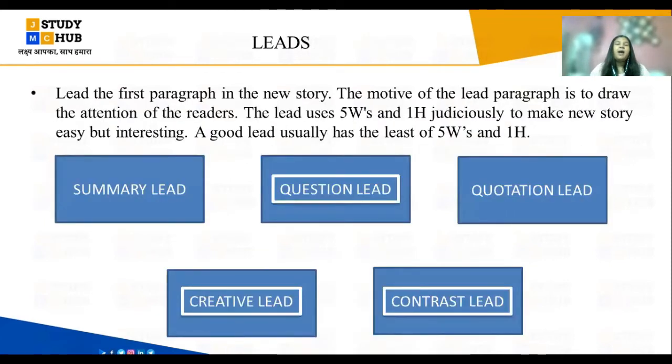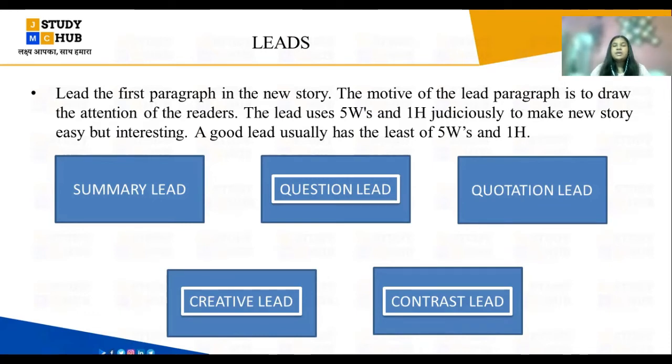Next, we will see about the leads. The first 3 to 4 lines that you write in a news story is what we call the lead. It is basically the first paragraph. The motive of the lead paragraph is to draw the attention of the readers, right? Because in today's world, people do not have much time. They might have a hard copy of a newspaper while traveling on the train in the morning to their offices, but they do not have that much time till their station arrives.